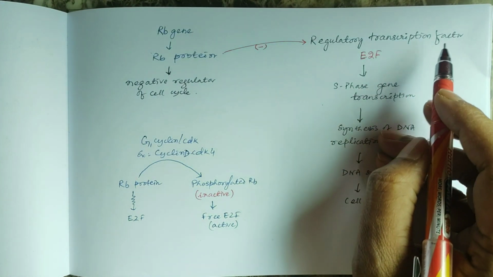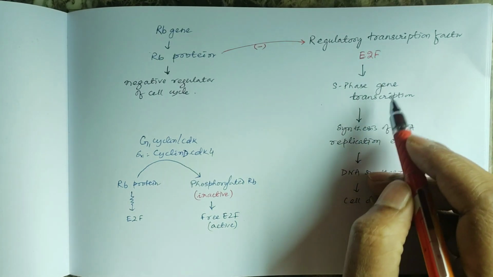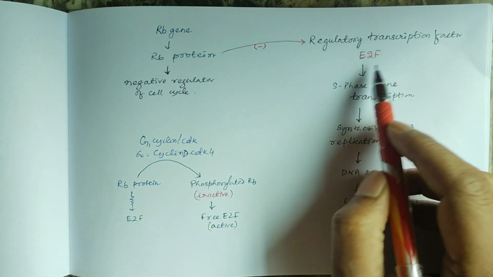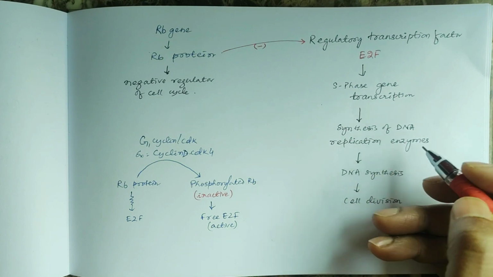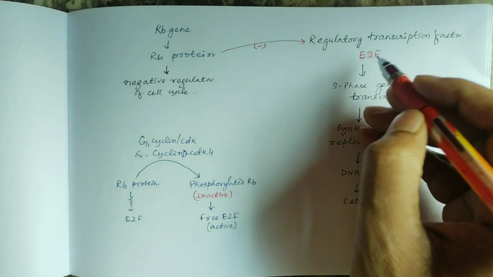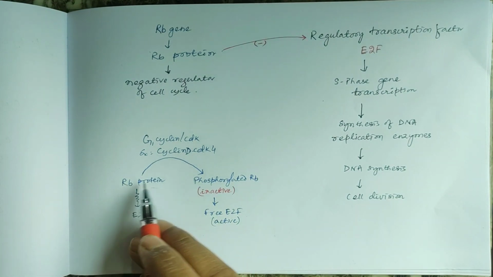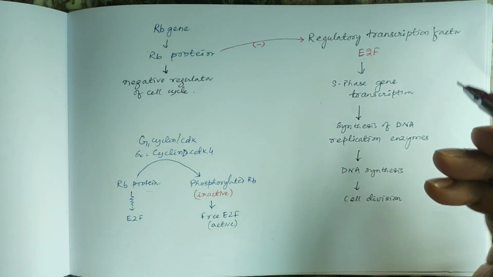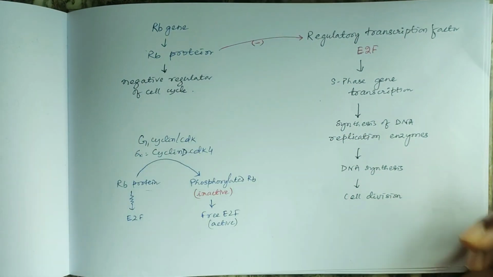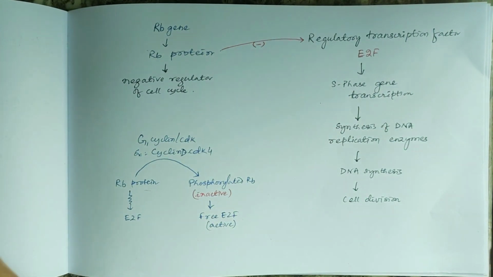There is a regulatory transcription factor called E2F, which causes the gene transcription of S phase. So S phase gene transcription is done by this regulatory transcription factor. So there will be synthesis of DNA replication enzymes and DNA synthesis, and hence cell division occurs. And this E2F is blocked by RB protein, and because of that RB protein acts as a negative regulator of the cell cycle. By blocking E2F, it inhibits cell division. So let us see in detail.